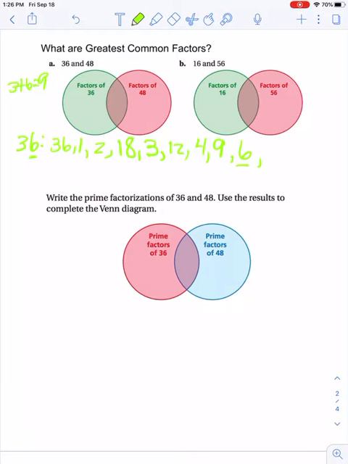So 7, now we start going the other direction. Can it be 7? Does 36 divide evenly by 7? And the answer is no, it does not. So we're going to erase that. How about 8?